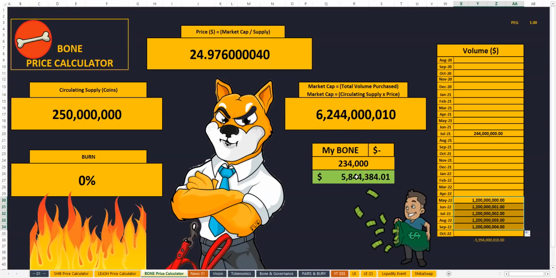See, suddenly someone's staking rewards and burying rewards have given them 5 mil at that market cap. So this is why it's important.